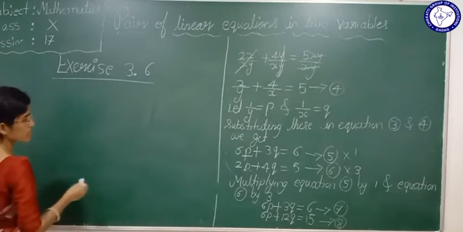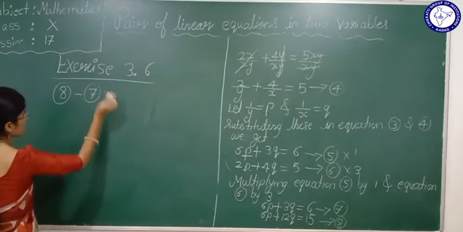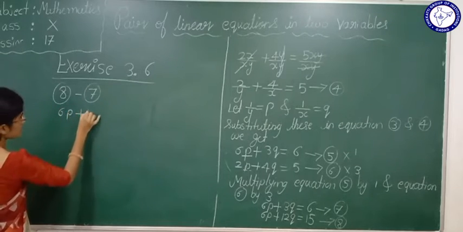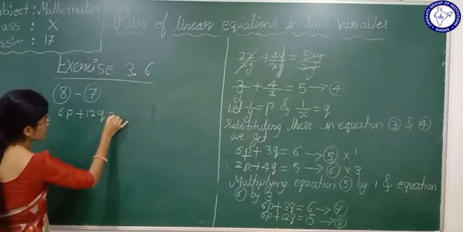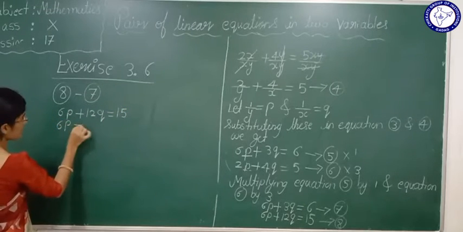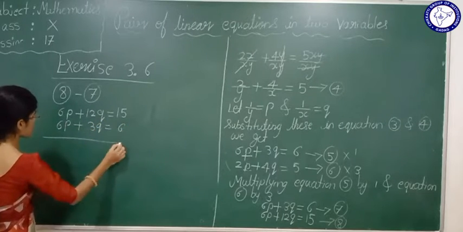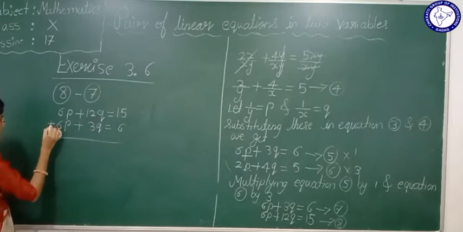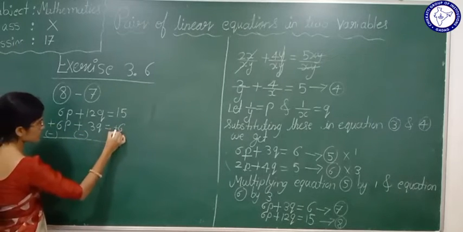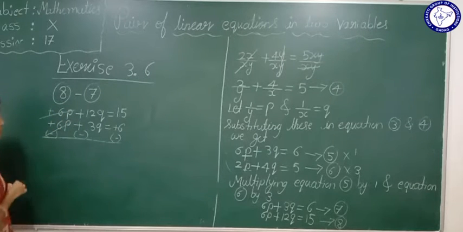So what I will do is 8 minus 7. I will do subtraction. That is 6p plus 12q is equal to 15, minus 6p plus 3q is equal to 6. We are subtracting, no? Change the sign here. Here plus is there, so here it will become minus. Plus 6p minus 6p are going to get cancelled.